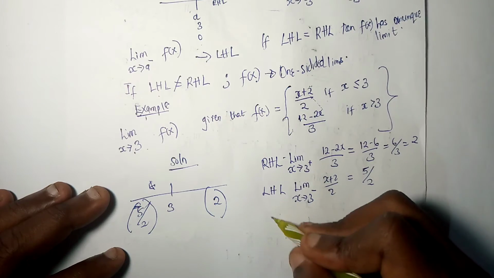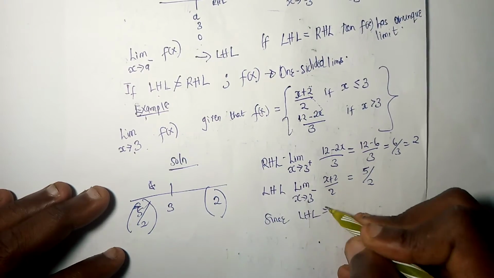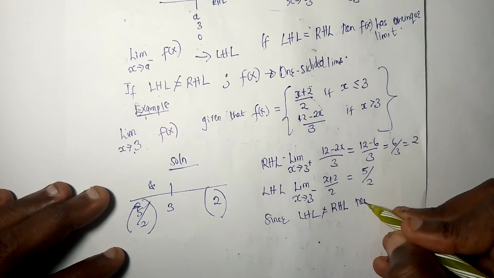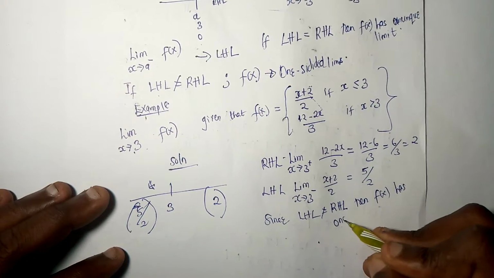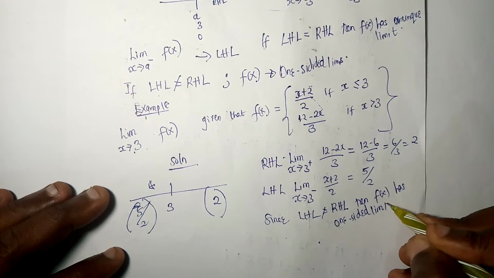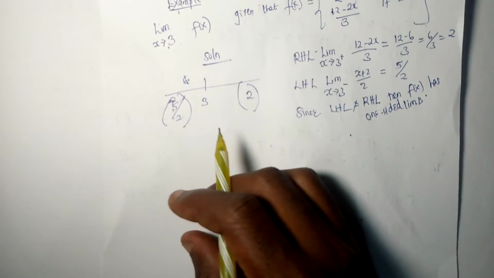So then you conclude, since LHL is not equal to RHL, then f of x has one-sided limits. So that's the test. That's how it's done.